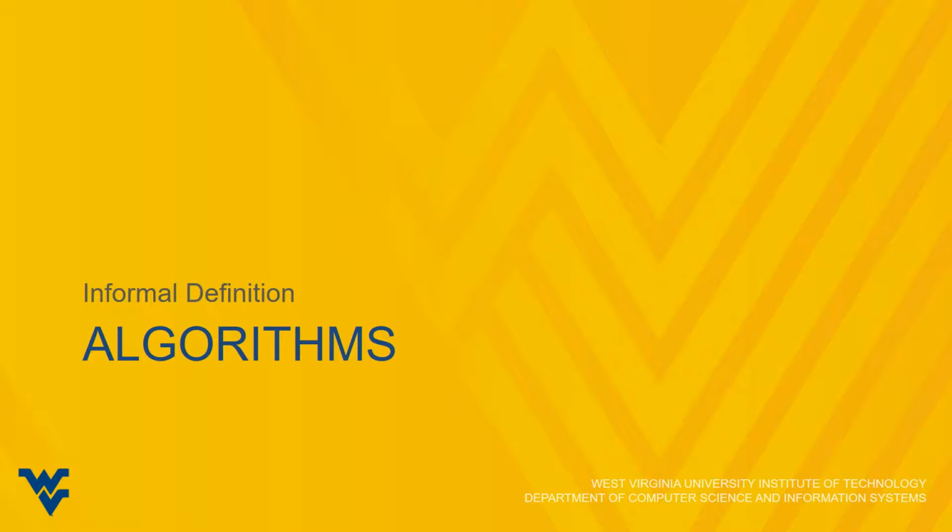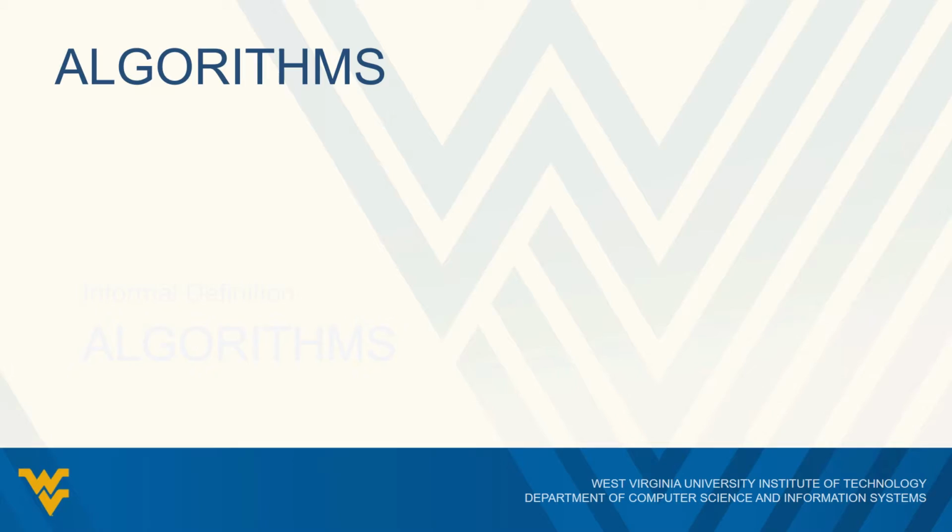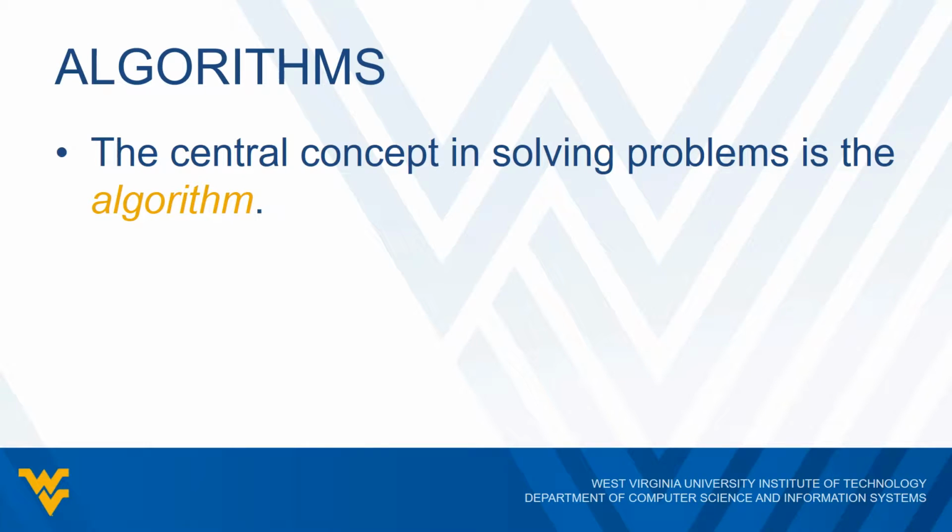We'll now go into an informal discussion about algorithms. So remember, with computer science, it's all about solving problems. That's our end game, that's our goal. So how do we go about solving problems? Well, the main concept, the whole revolving idea with solving problems is that we create what are called algorithms.